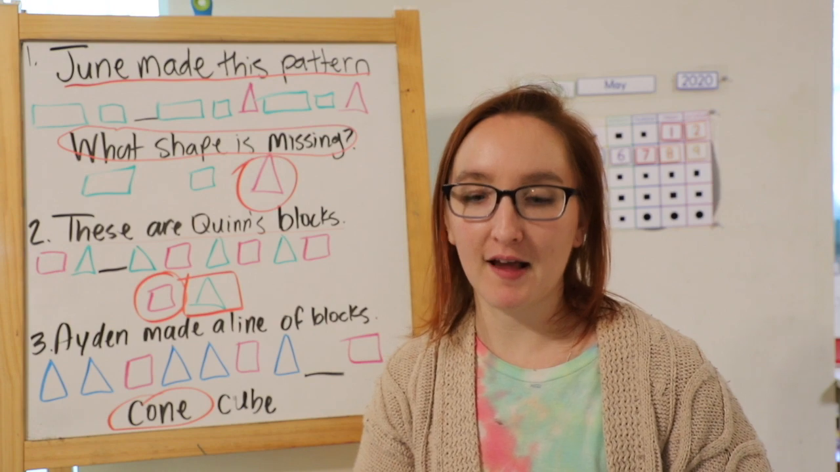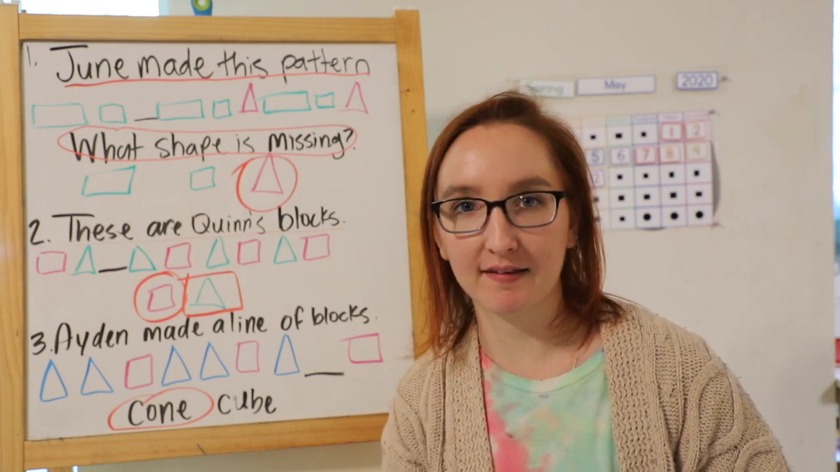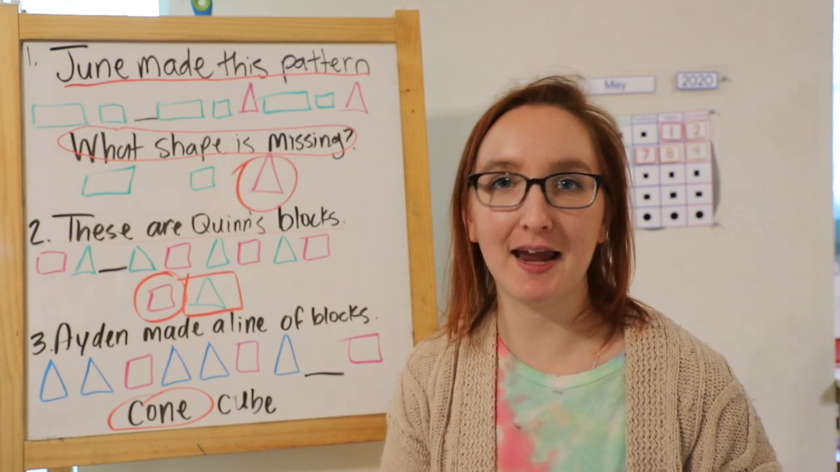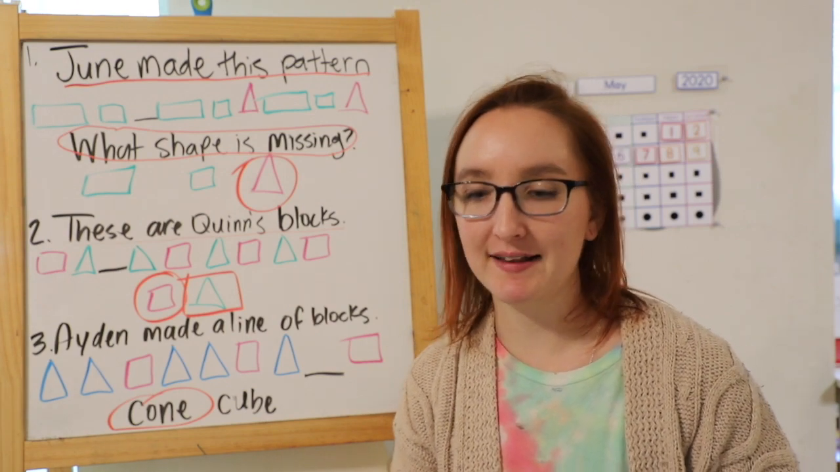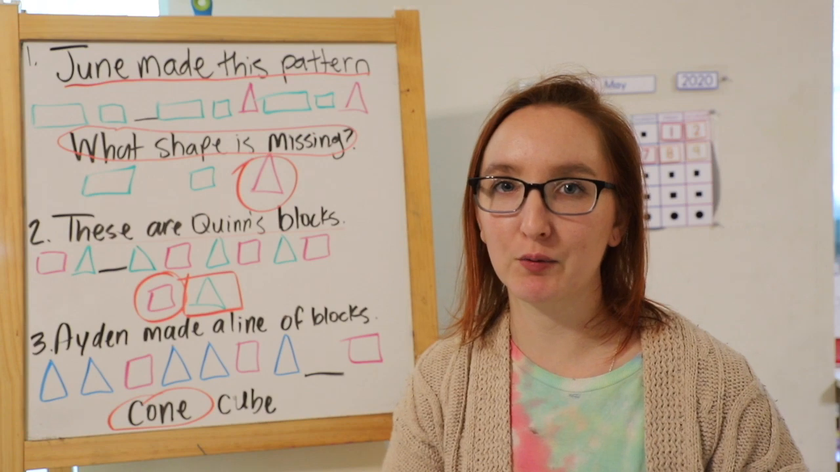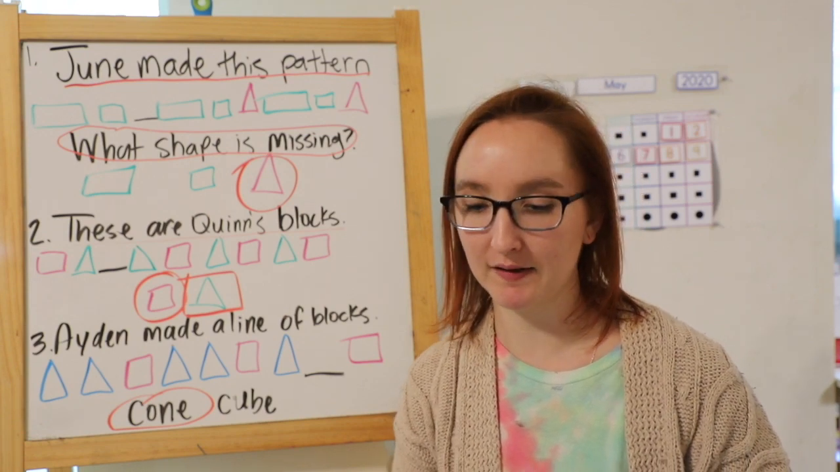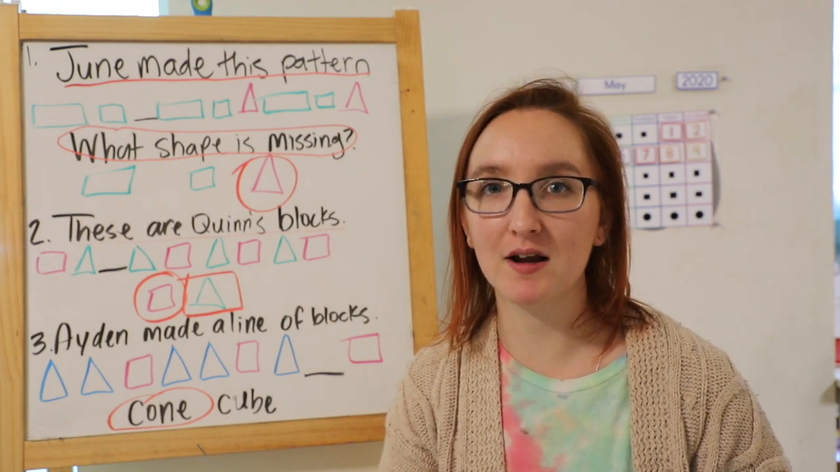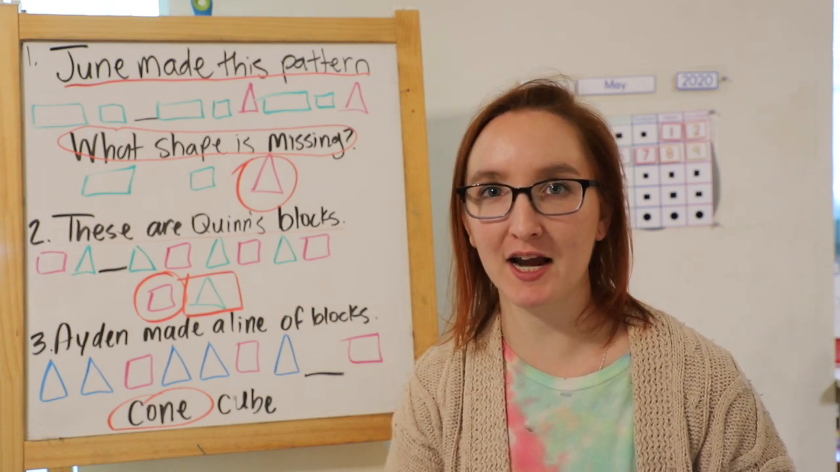So number 4 says, I have one face. I have one vertex. What shape am I? So you're going to write down the name of that shape in there. It's going to be one of our 3-dimensional shapes. Number 4 says, I have one face. I have one vertex. What shape am I?